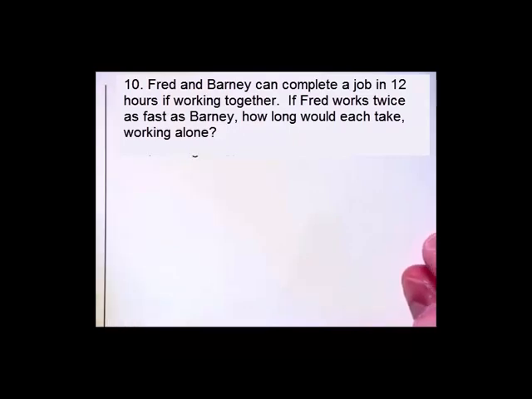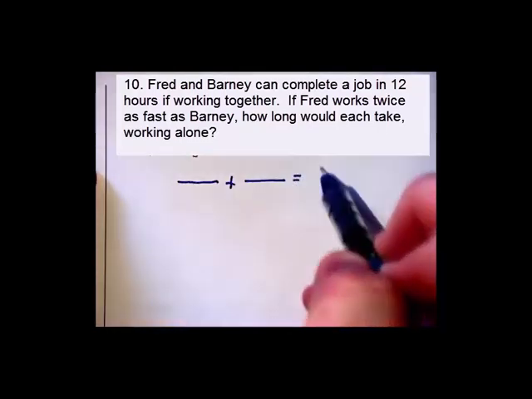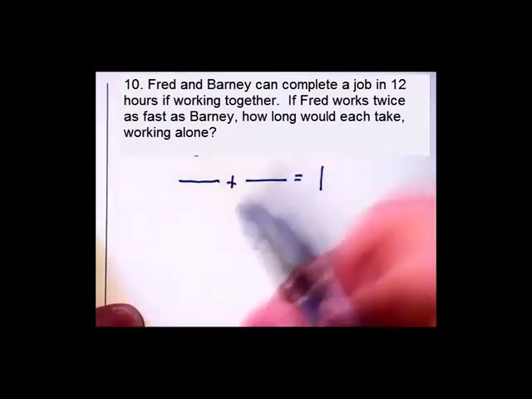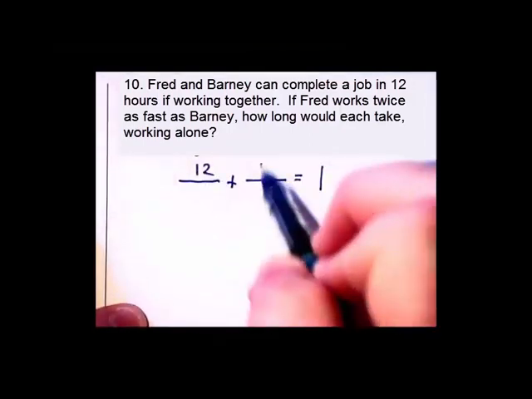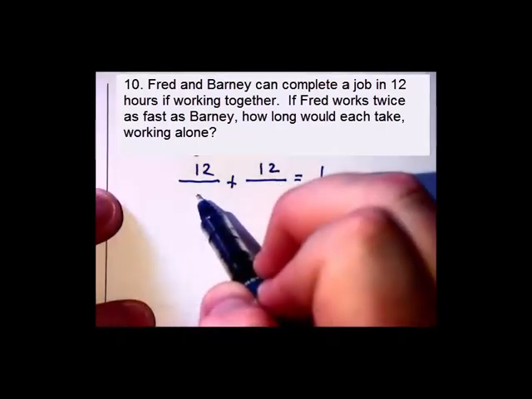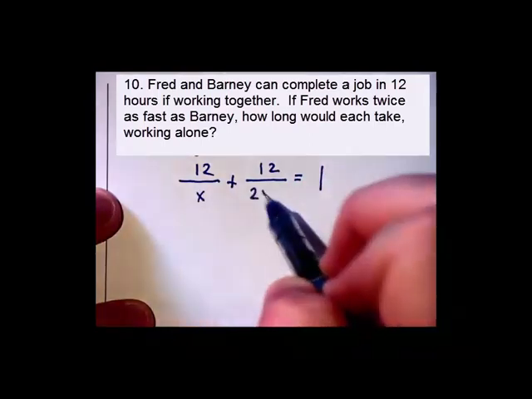Fred and Barney work together. They finish it. Okay, work problem: fraction plus fraction equals 1. They complete the job in 12 hours working together, which means the together time is 12. Fred is working twice as fast, so one denominator is an x, the other denominator is a 2x.